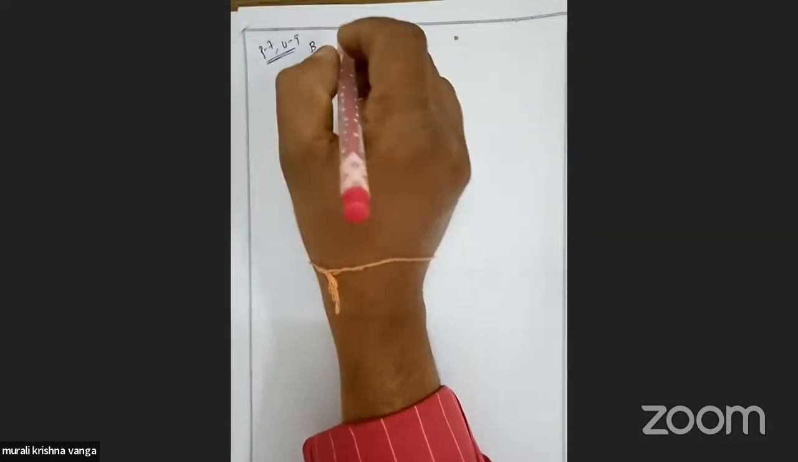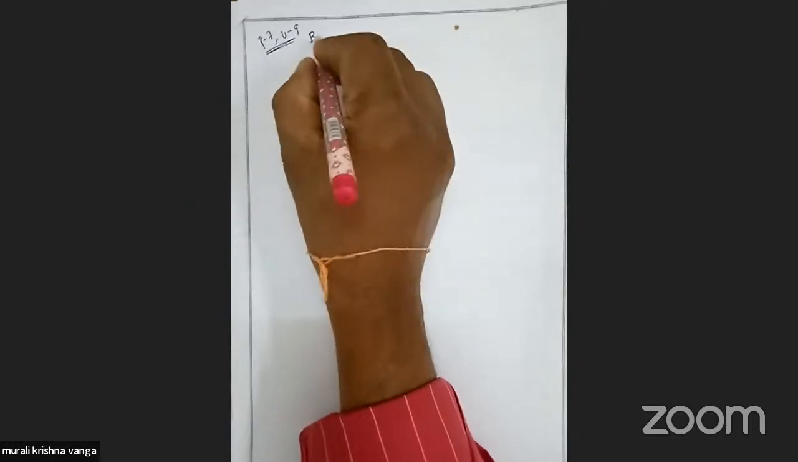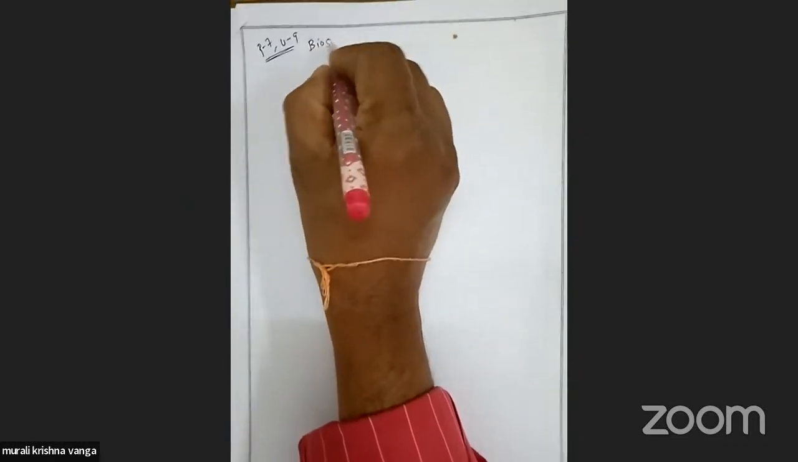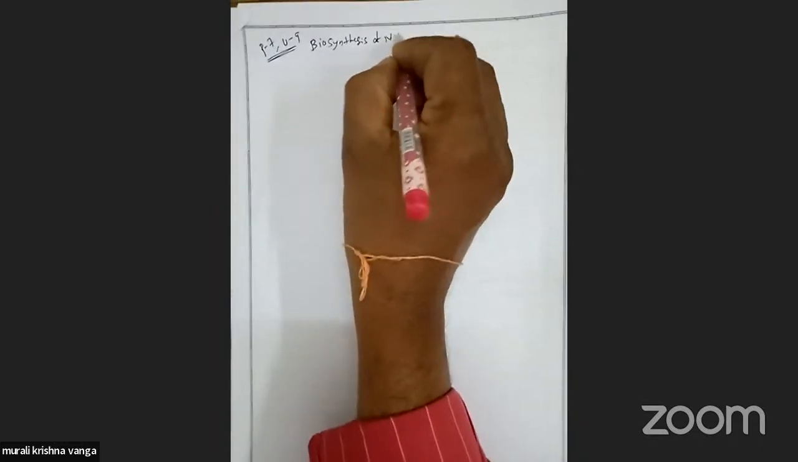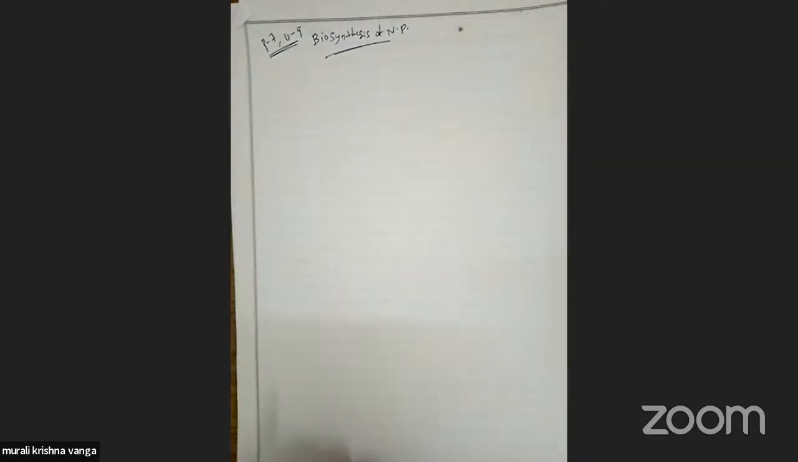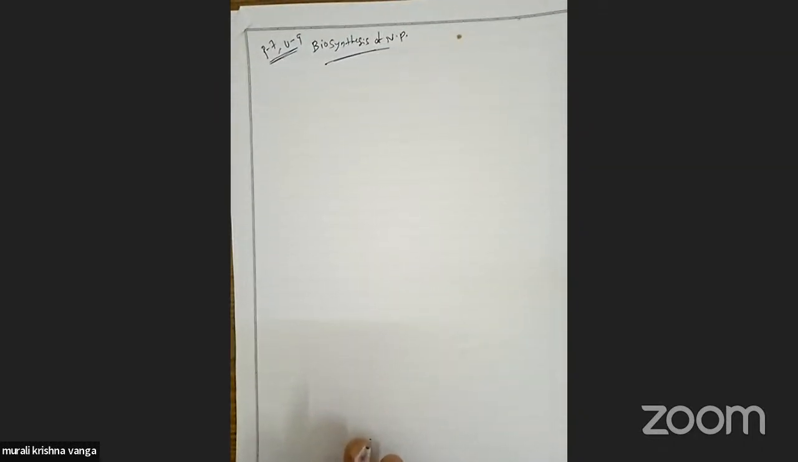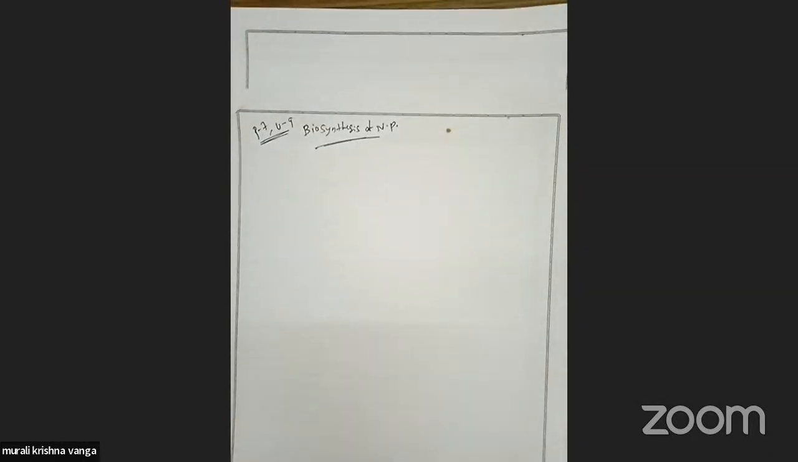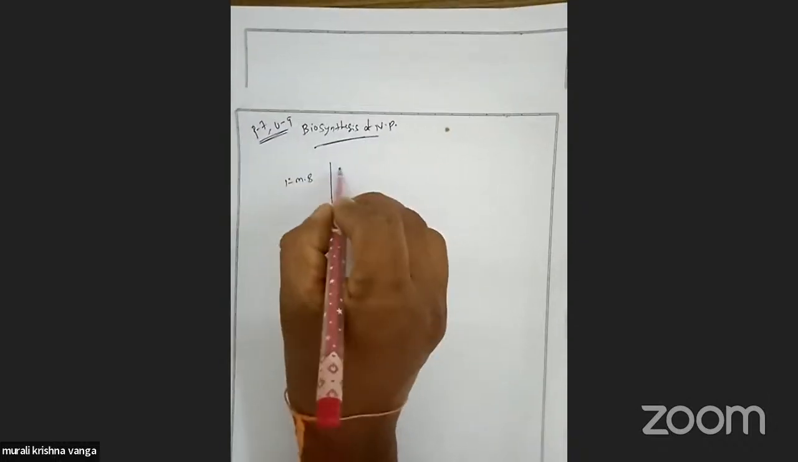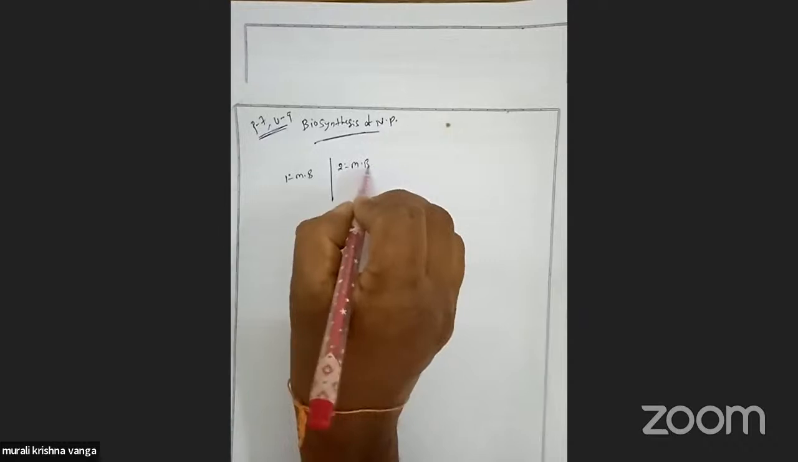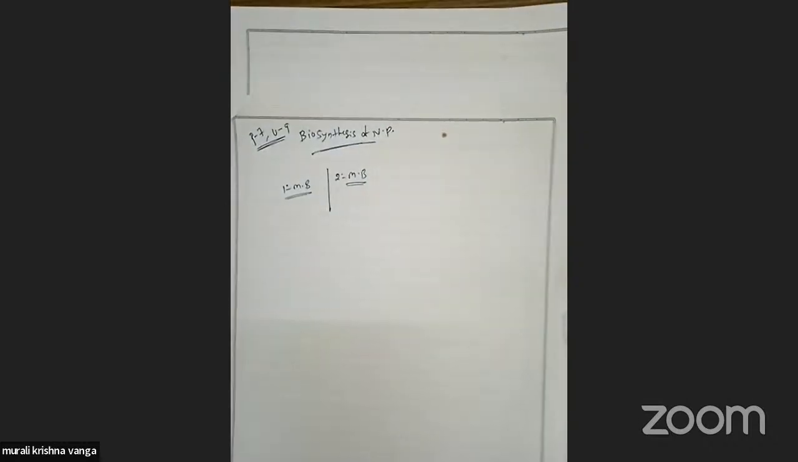Generally, before going to biosynthesis of natural products, the compounds which are obtained from living organisms are classified into two types: primary metabolites and secondary metabolites.